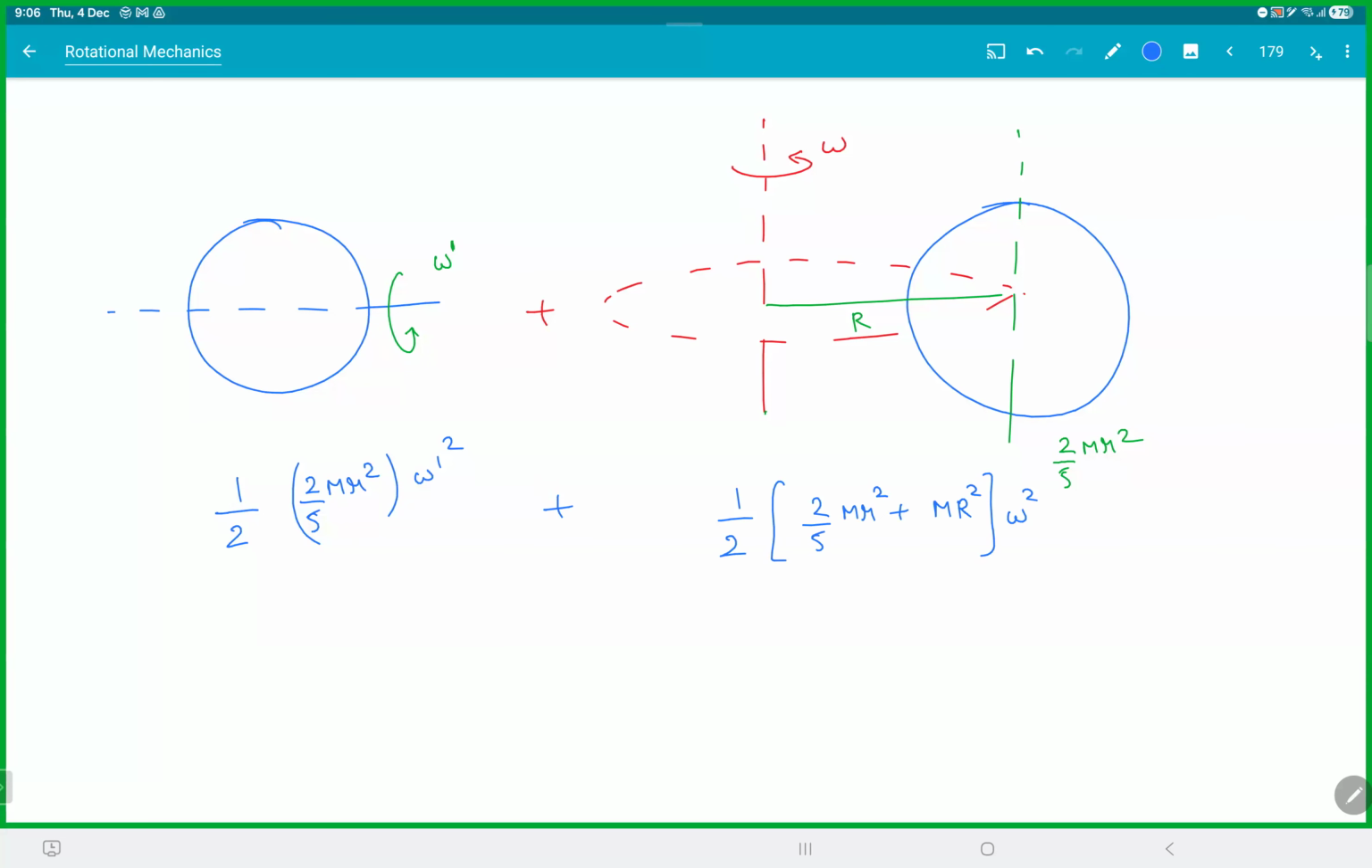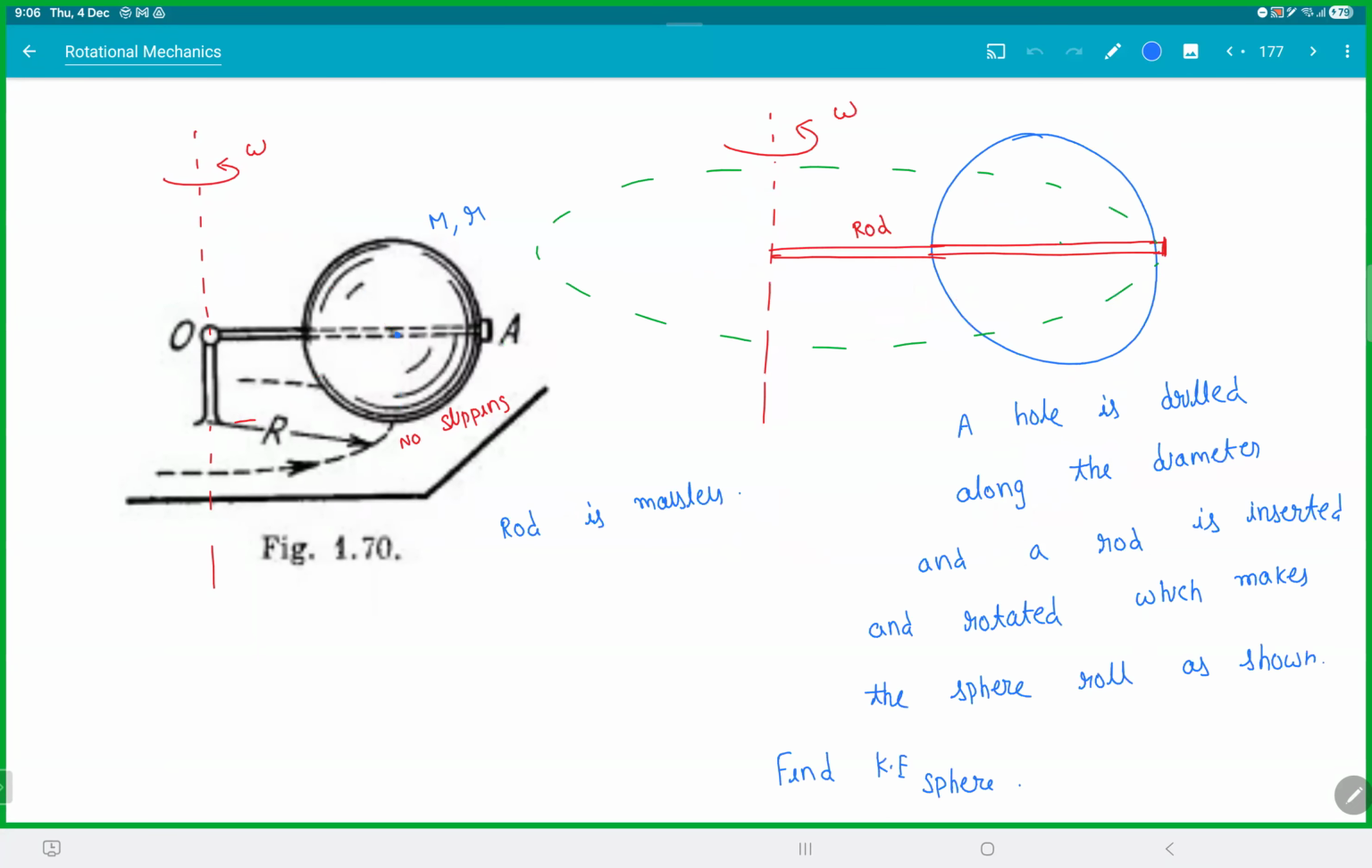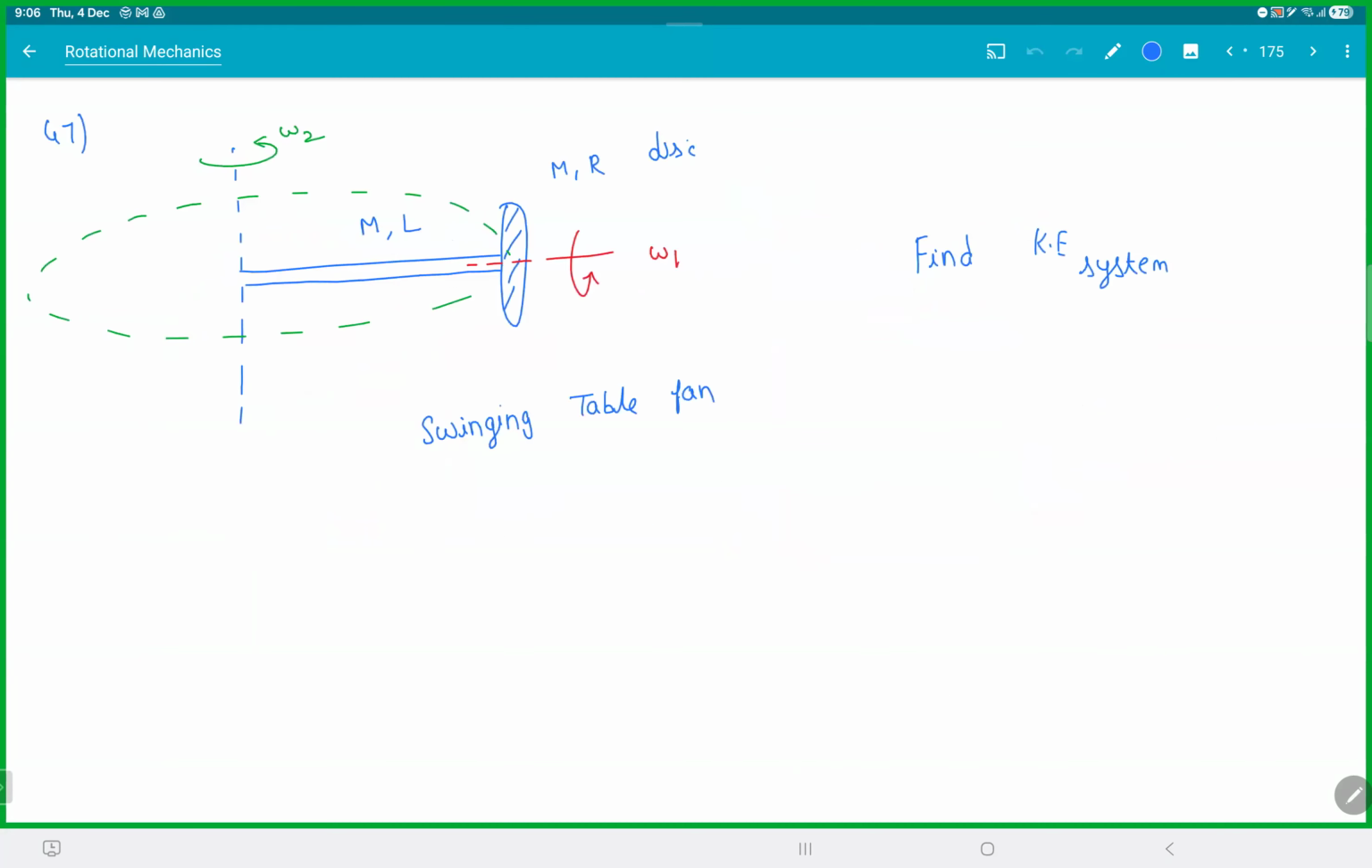Is that clear, everyone? Most common mistake, people try to use half m v com square plus half I com omega square. Remember, that's only for translation plus rotation. Any doubts on this? So this is a rotation plus rotation. Clear with these problems? So this one and the previous one are kind of the same, but in this case, you also have to find the relation between the omegas. So that was the additional thing.